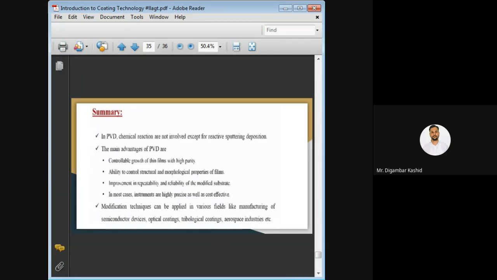In most cases, another advantage is that instruments are highly precise as well as effective. If you go for this process, the modification techniques can be applied in various fields like manufacturing of semiconductor devices, optical coatings, tribological coating, or aerospace industries also. Okay, so this is about our today's topic, that is physical vapor deposition.